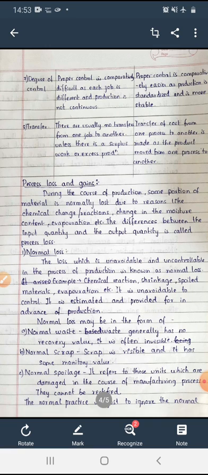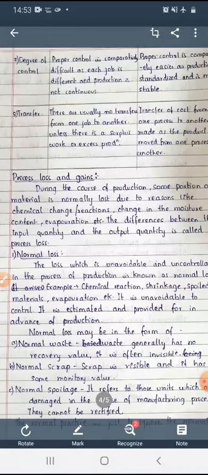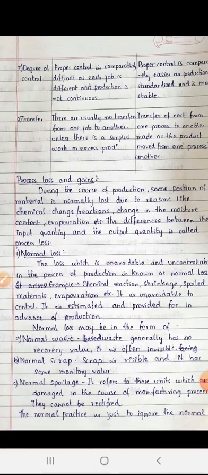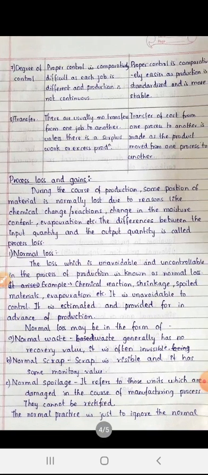First one is the normal loss. The loss which is unavoidable and uncontrollable in the process of production is known as normal loss. We cannot control or avoid normal losses. For example, chemical reaction, shrinkage, spoiled materials, evaporation, etc.